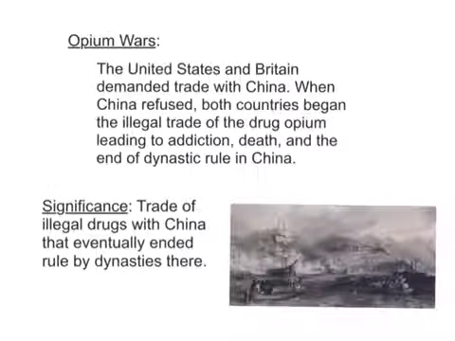Our next key term for this unit is the Opium Wars. This is when the United States and Britain demanded trade with China. When China refused, both countries began the illegal trade of the drug opium, leading to addiction, death, and eventually the end of dynastic rule in China. So the significance of this was the trade of illegal drugs with China that eventually ended the rule by dynasties there. Make sure you're using the significance, key terms, or drawing a picture of this in the far right-hand side of your vocabulary chart.